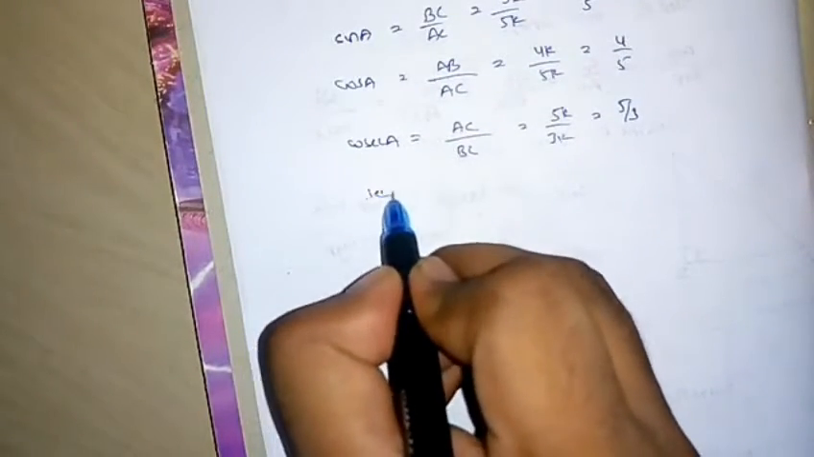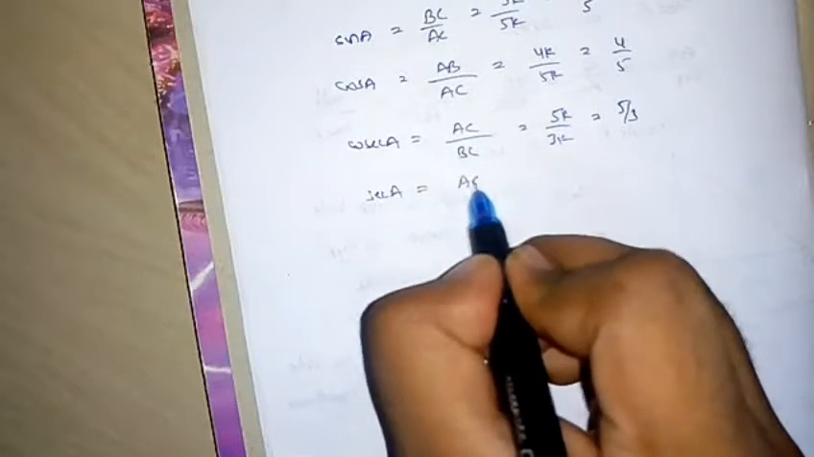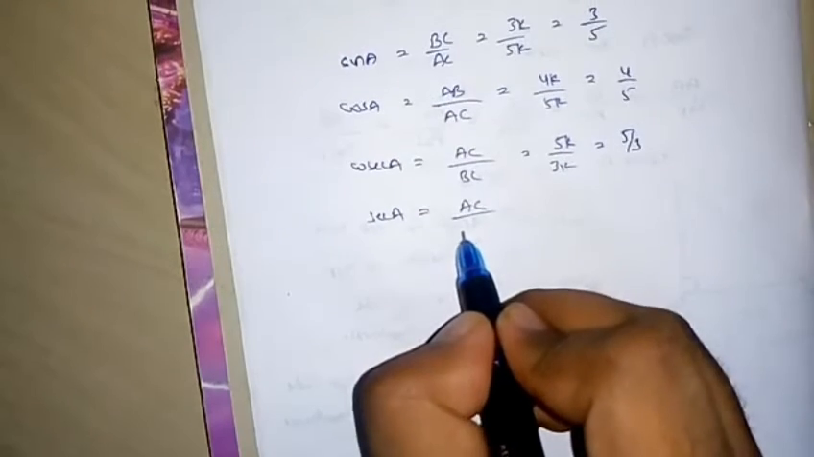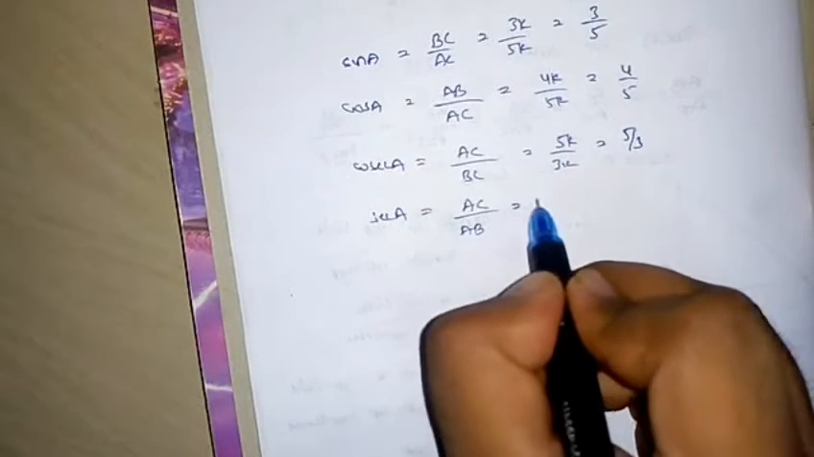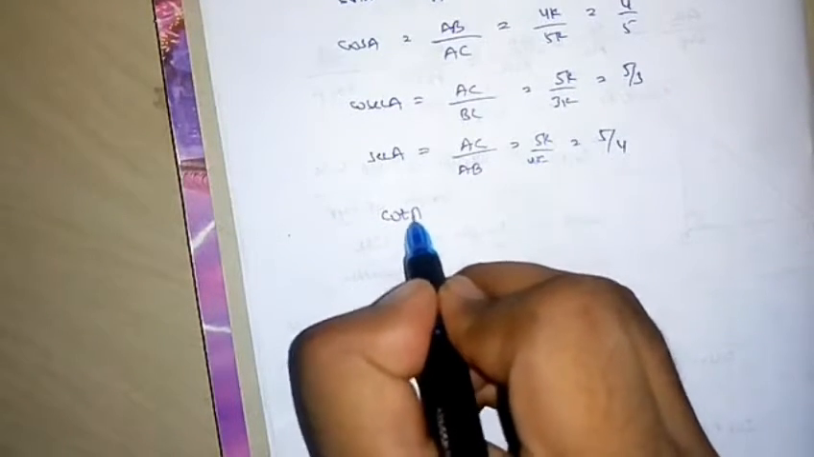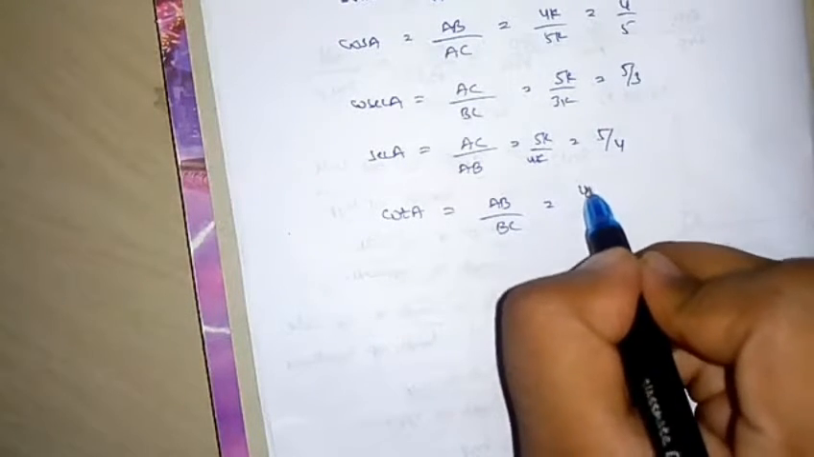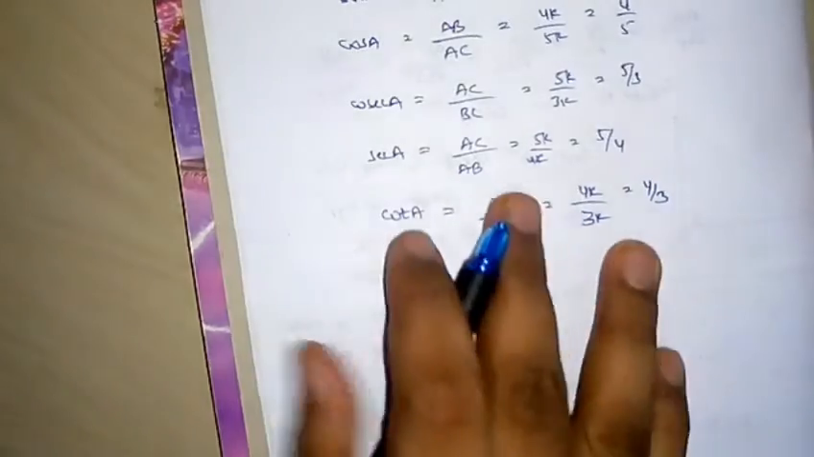and secant A is equal to hypotenuse by length of adjacent side AB, is equal to 5K by 4K, which is equal to 5 by 4. And cotangent A, cot A, is equal to adjacent side AB by opposite side BC, which is equal to 4K by 3K, or it will be 4 by 3.